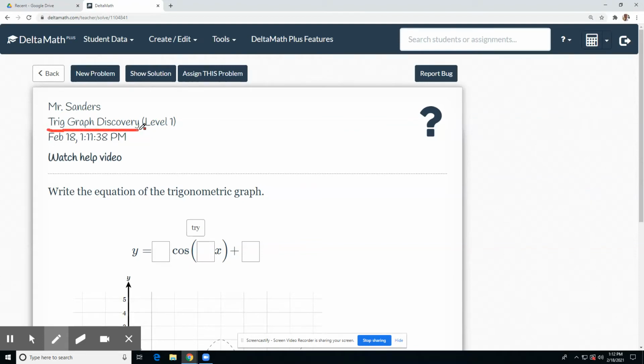Trig graph discovery level 1. We're asked to write the equation of the trigonometric graph. Well, let's remind ourselves of the general form.